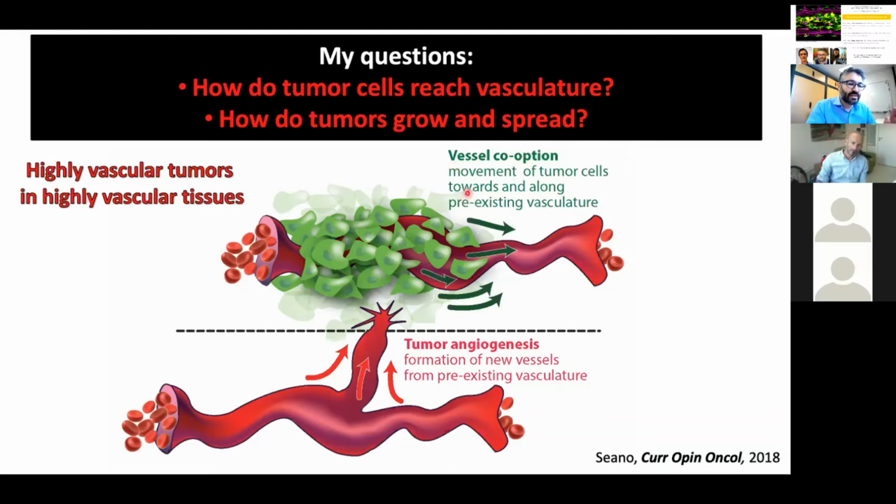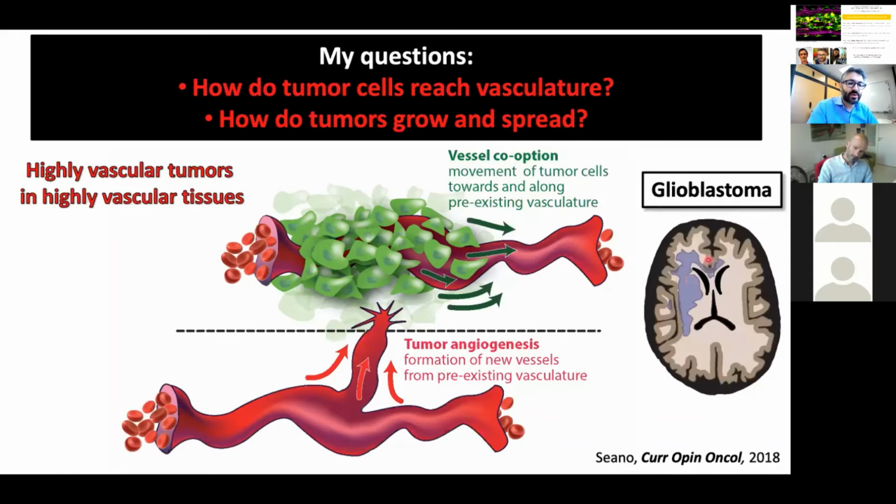I want to underline the definition very well, because I will use it to go through all of our results. Vessel cooption is the active movement of tumor cells towards and then along the persisting vasculature. So we are not talking about new vasculature, but about vasculature that was pre-existent in the surrounding tissue, in this case of the brain. I say the brain because I'm focused on glioblastoma, but also because the brain is very highly vascularized and very well perfused. So the tumor cells automatically happen to be quite close to a very good supply of oxygen and nutrients.